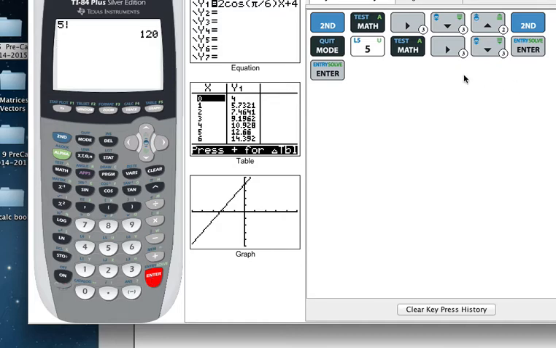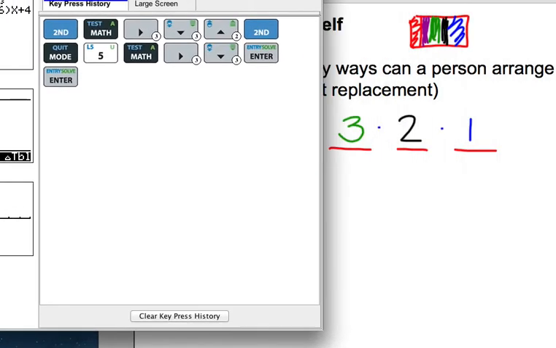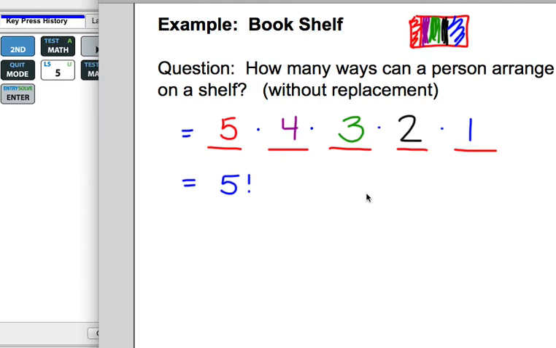So, check your work if you don't have a graphing calculator. 5 times 4 times 3 times 2 times 1, there are 120 different ways you can rearrange these 5 books on the bookshelf.